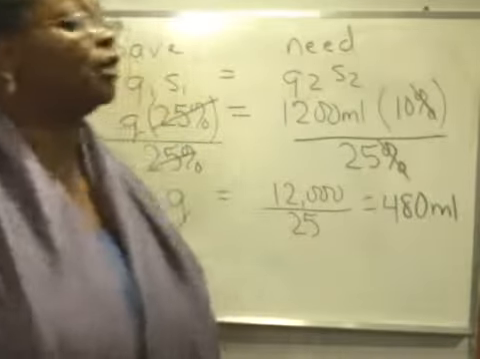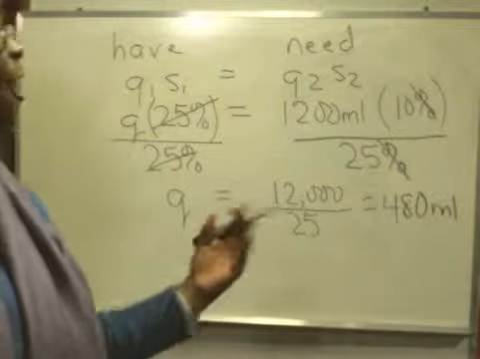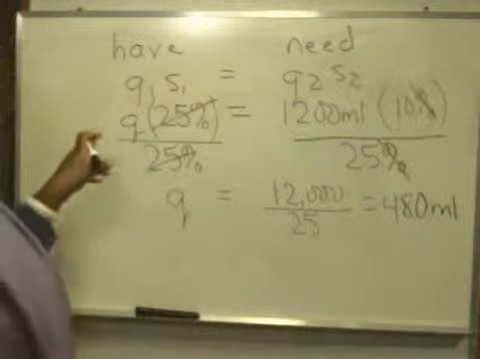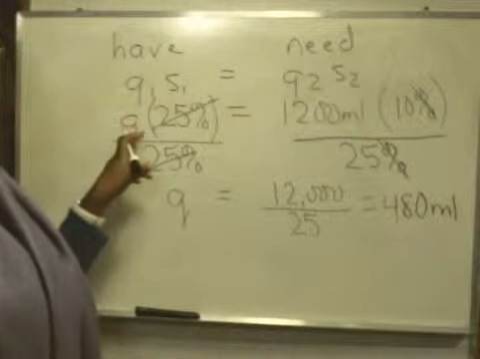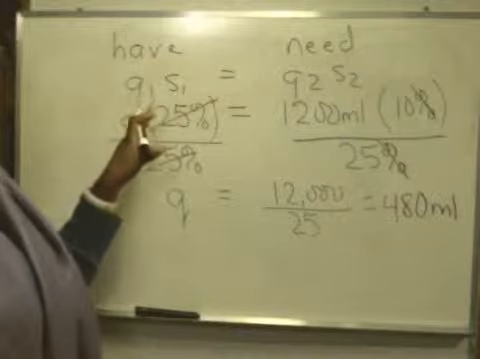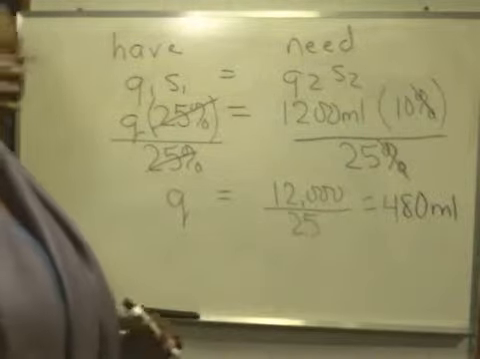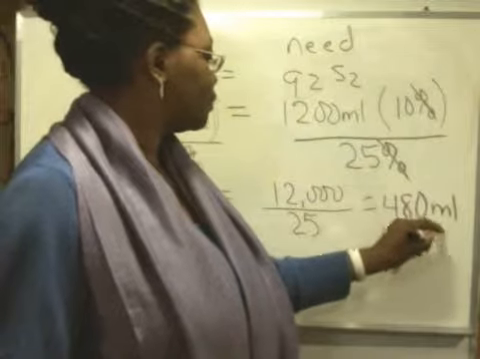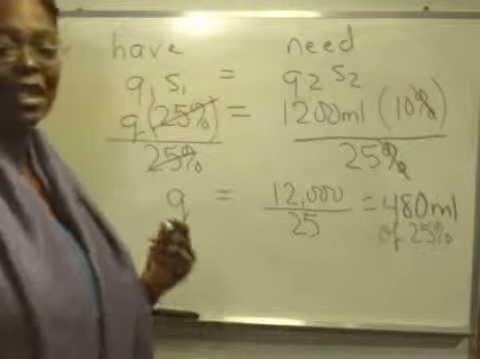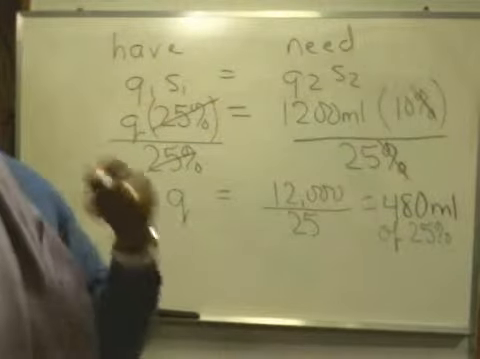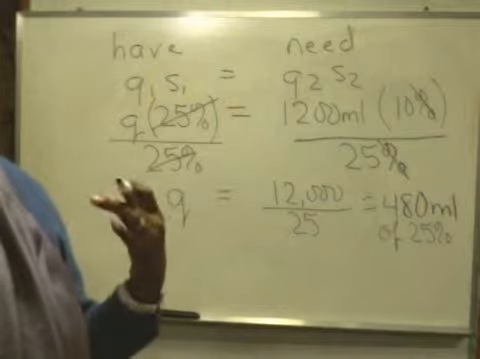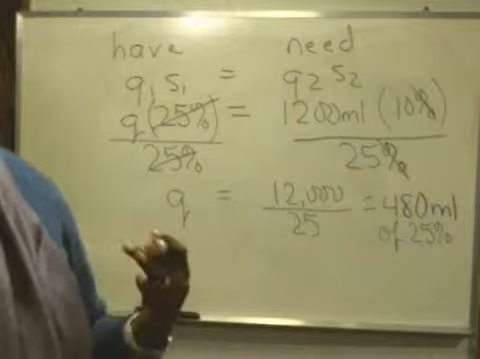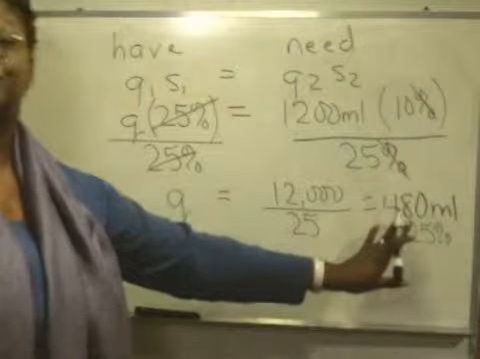Okay, we know our unit is milliliters, but I'm not done because I have 480 milliliters of something, but I haven't identified of what. So I go back to my original equation and I see that Q is multiplied initially by 25%. So my 480 milliliters has to be of 25%. I'm still not done because in my problem it's stated, how many milliliters of dextrose, 25%, and how many milliliters of water. I have not found out what the water is.